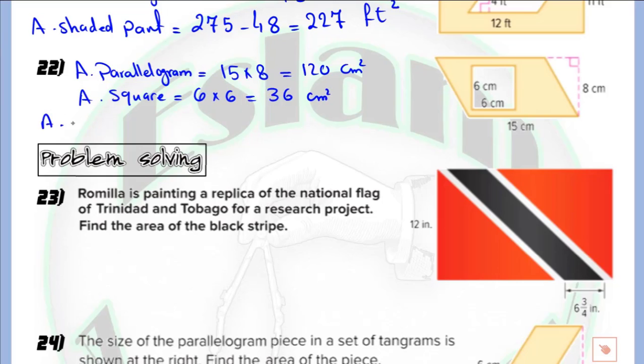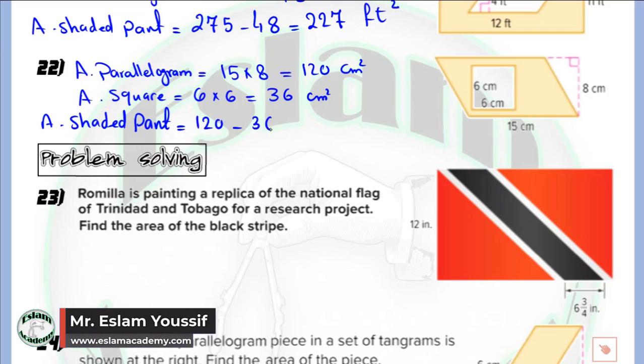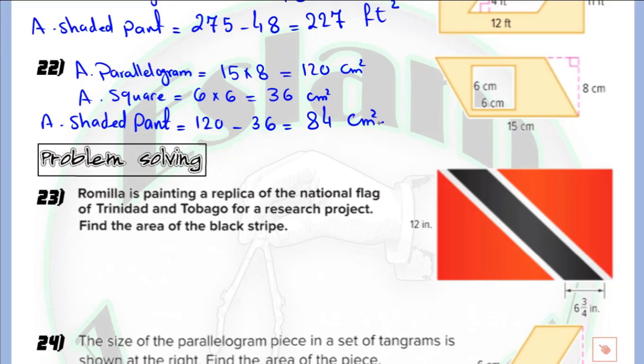Now we need to find the area of the shaded part. The area of the shaded part is equal to the difference between the two areas that we have. By subtracting, you will find that the answer will be equal to 84 square units. And that's how we can find the area of the parallelogram, the value of the missing dimension, and the area of the shaded part.